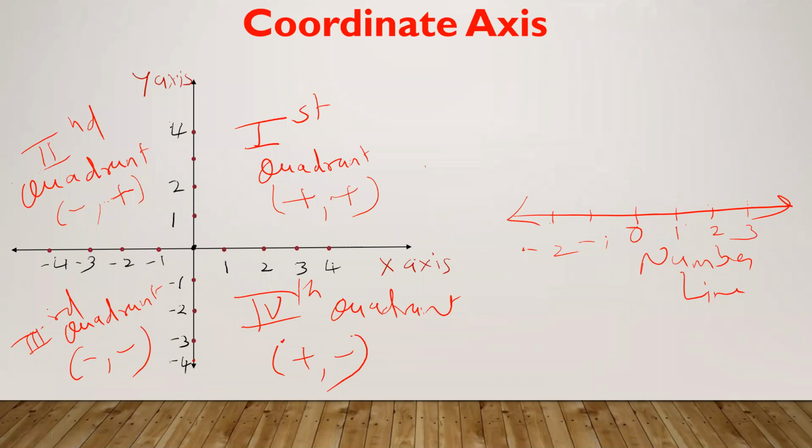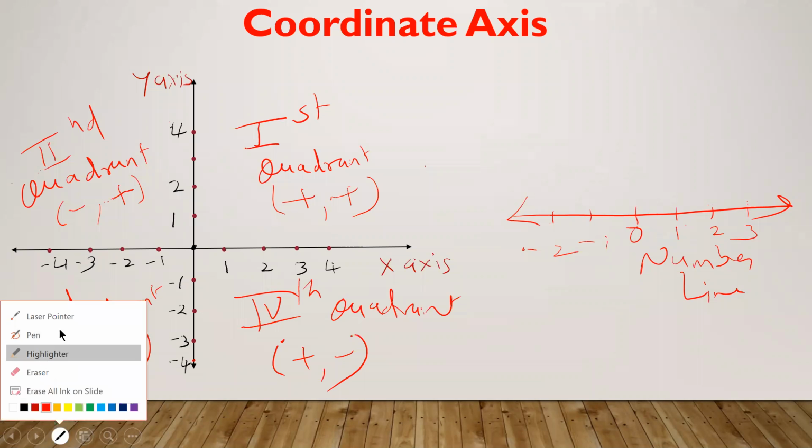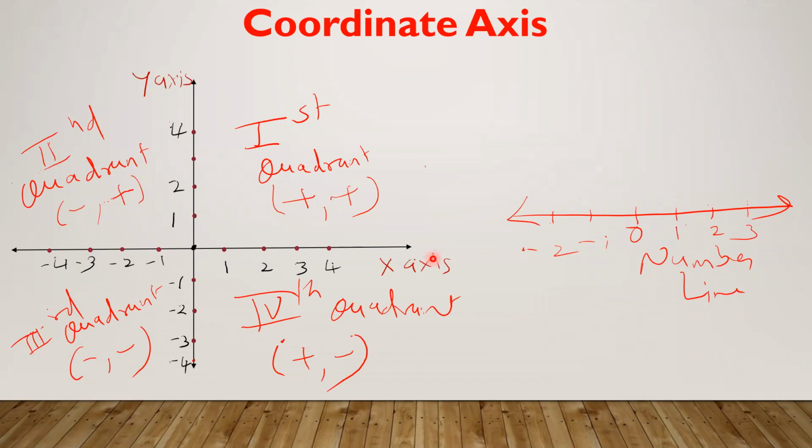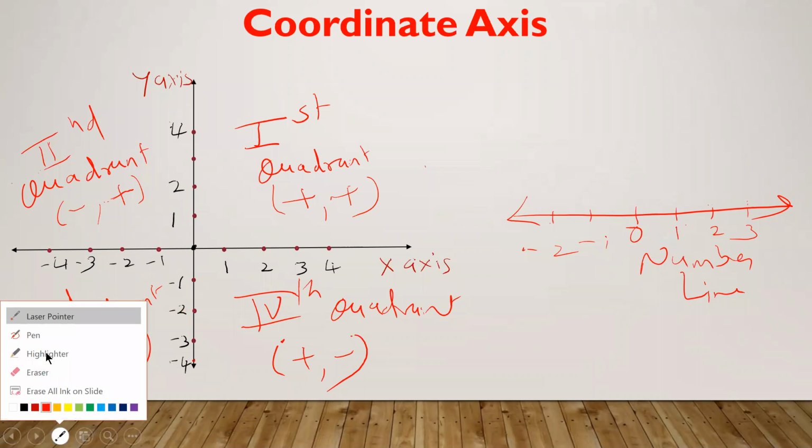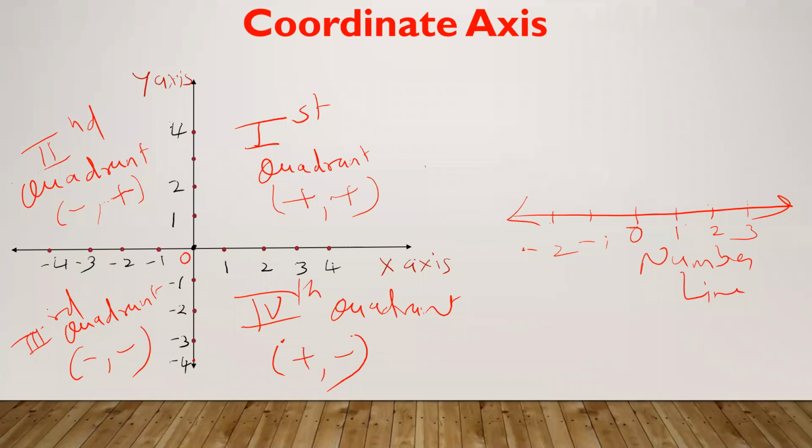Now what I do here, if I take two number lines, one is horizontal and the other one is vertical. They are intersecting at the point 0 and perpendicular to each other. Then I will get this kind of thing. This is the line which is horizontal. This is the line which is vertical. Both are intersecting at right angle at this point, which is 0. This point is called the origin. It is denoted by O.